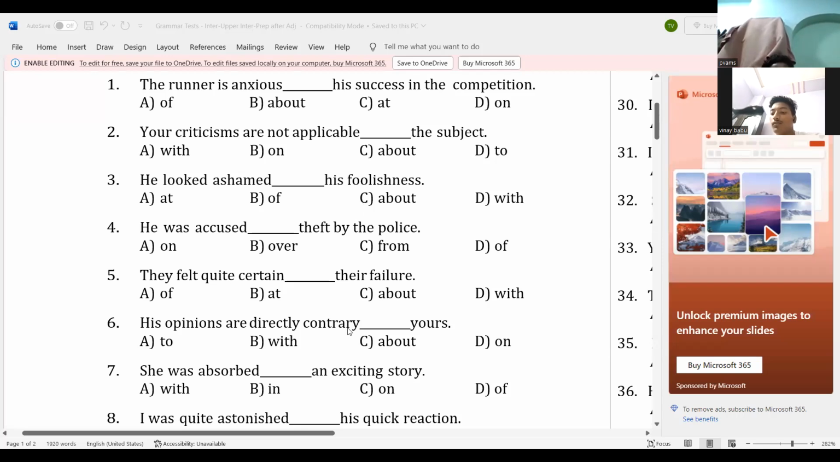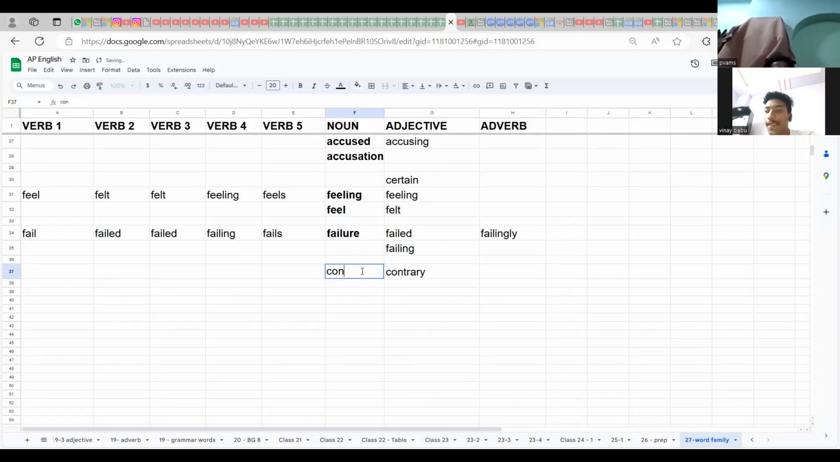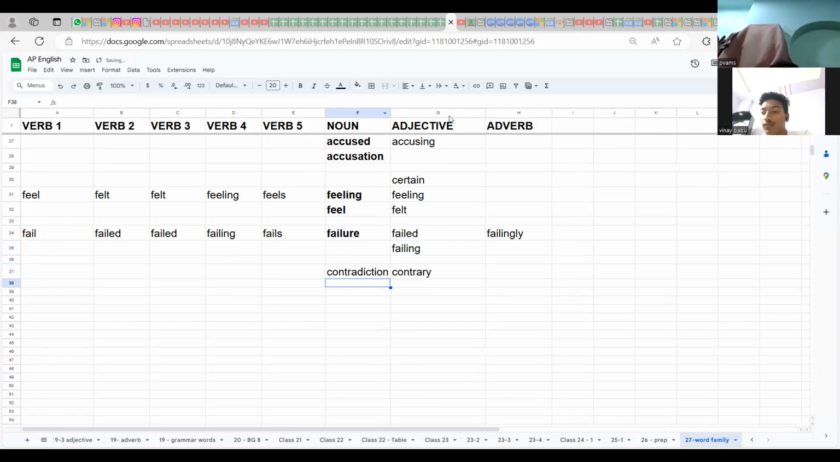Contrary. Where is it going to come? Contrary. Look at that. Contrary is going to be adjective. This one is contradiction. Note it down. Contradiction. You're going to face all these words in your exams. A contradiction. Here, contradict. Note it down. Contradict. So you have to note down this one, this one, this one. Now, contrarily.